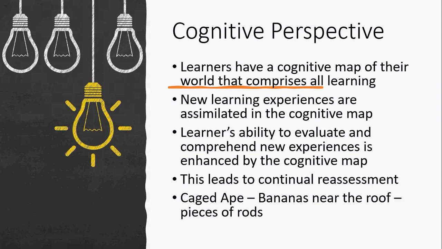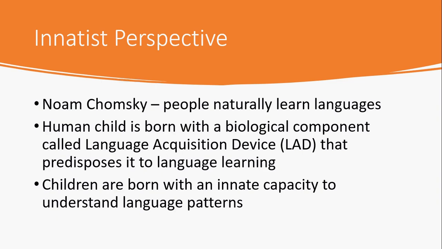It starts checking out if the rods can be joined. And of course, the rods are meant to be joined. So it joins the rods and successfully reaches the bananas. Nobody is training the ape, remember. Just as the pigeon was not trained, the ape is also not trained, but on its own, it has used its cognitive perspective to learn.